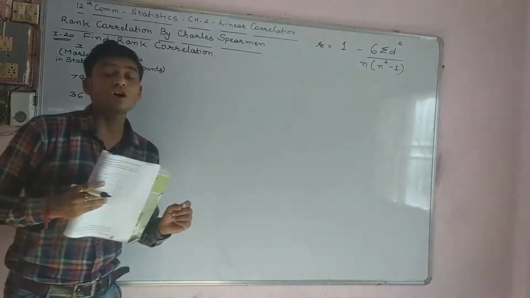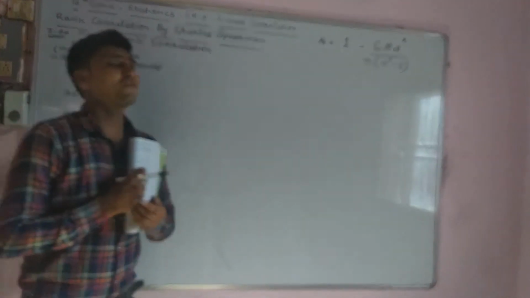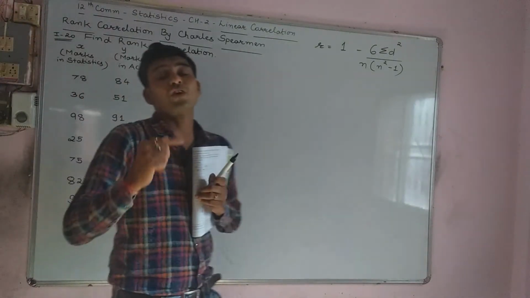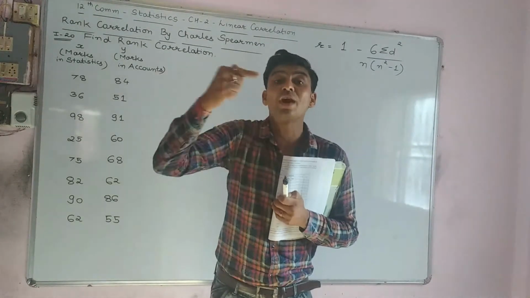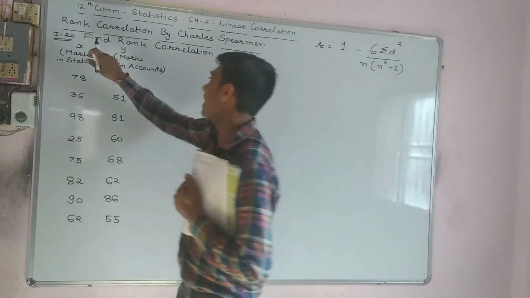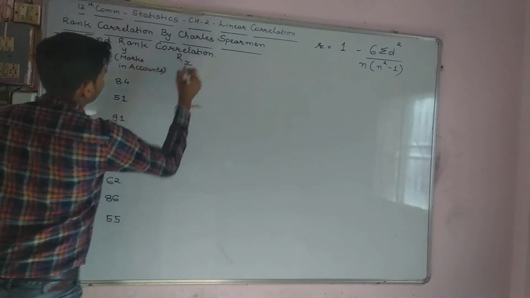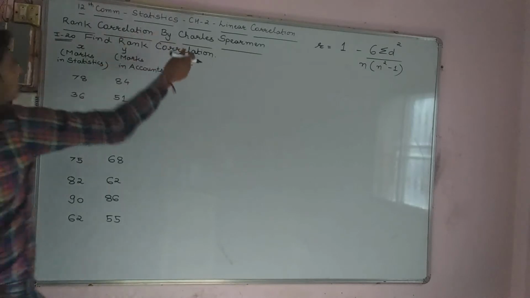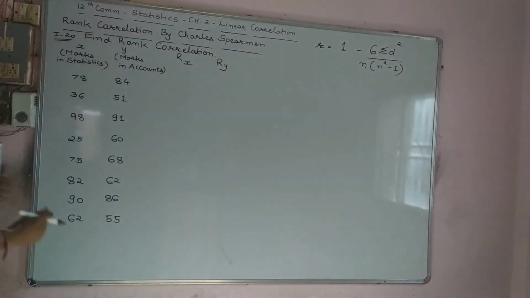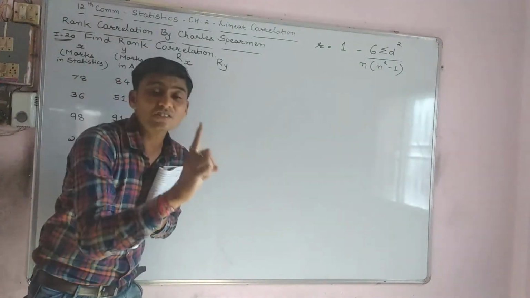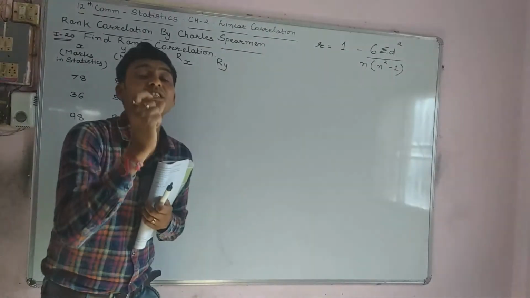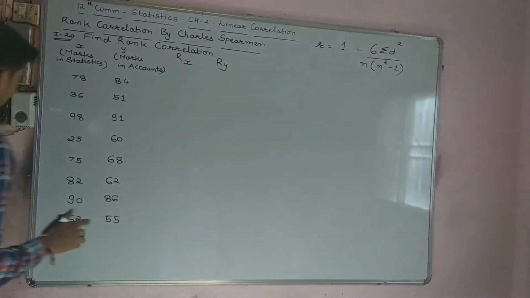We are required to find what? Rank correlation. Now see friends, in this question marks of students are given. First of all, we are required to give ranks to them. From X we will get the rank of X, that is Rx, and from Y we will get the rank of Y, that is Ry. First rank will be given to the observation which has the maximum value. Now see, the maximum value is 98. So rank 1 will be given to 98.